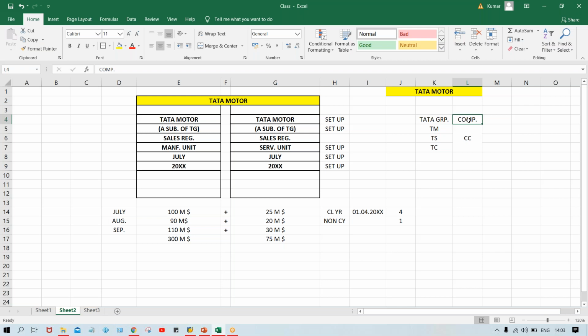So if let's suppose one particular organization is having only one unit, right? So that is a single organization, right? So only company code is going to be set up, guys. Company is not required because company represents group company, right?